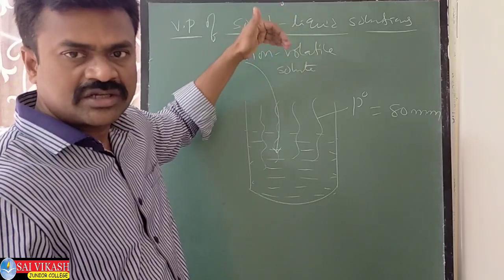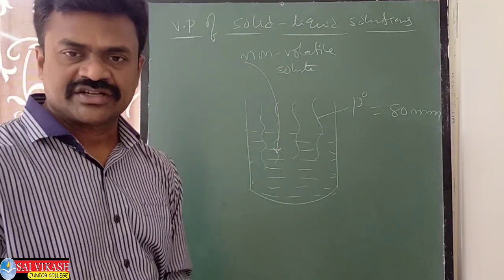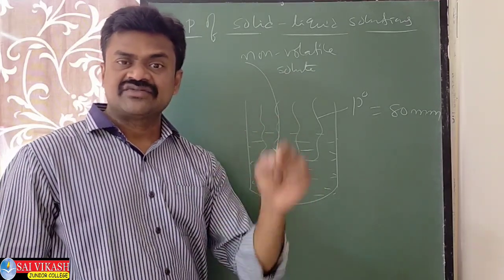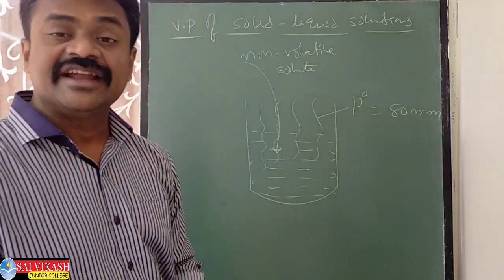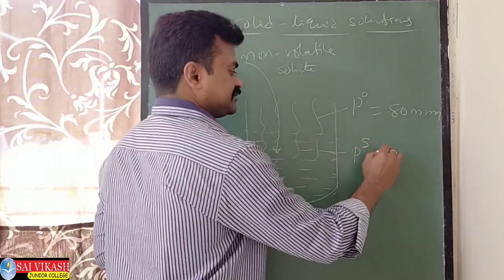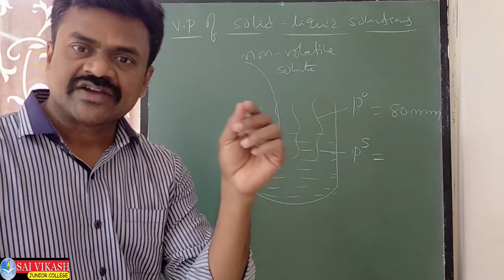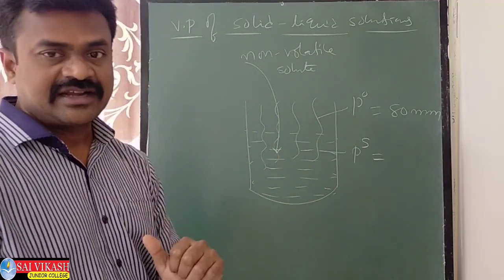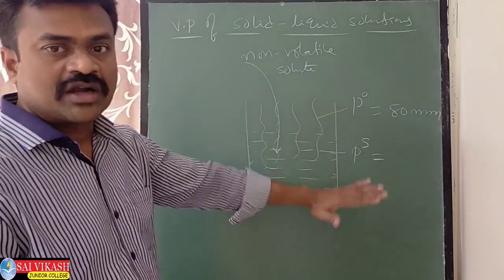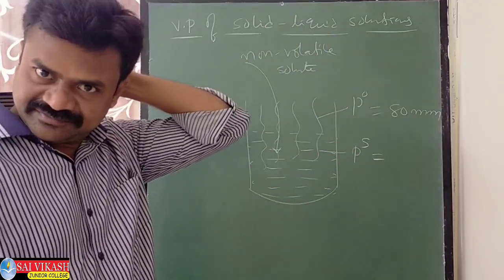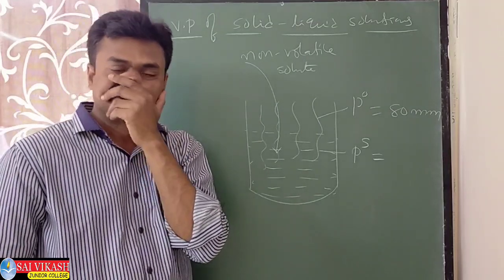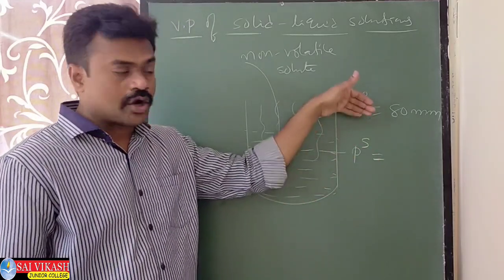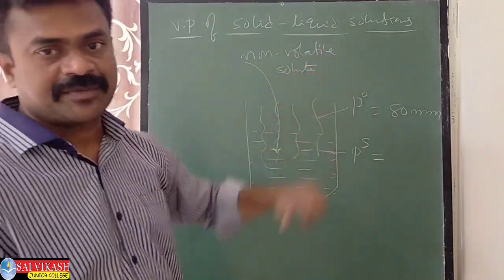Now a non-volatile solute is added, it becomes a solution. Whatever the vapor pressure is coming, this is considered as the vapor pressure of solution. Its symbol is PS. PS means vapor pressure of solution. You have to tell what happens to this PS value compared to P naught. P naught is the pure solvent vapor pressure.